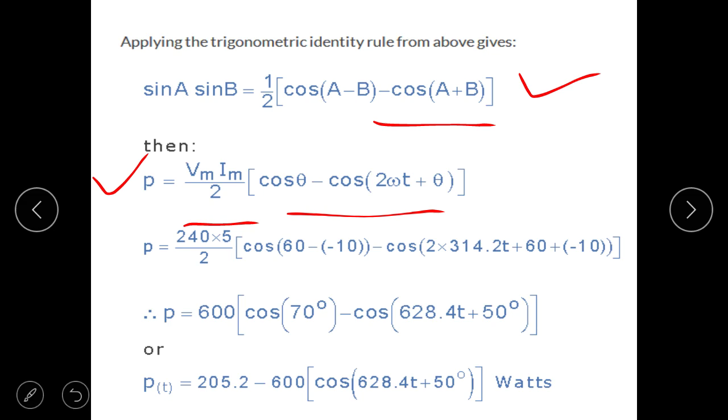Therefore power P is equal to 600 into cos 70 degrees minus cos(628.4 t plus 50 degrees). So p(t) is equal to 205.2 minus 600 cos(628.4 t plus 50 degrees) watt.